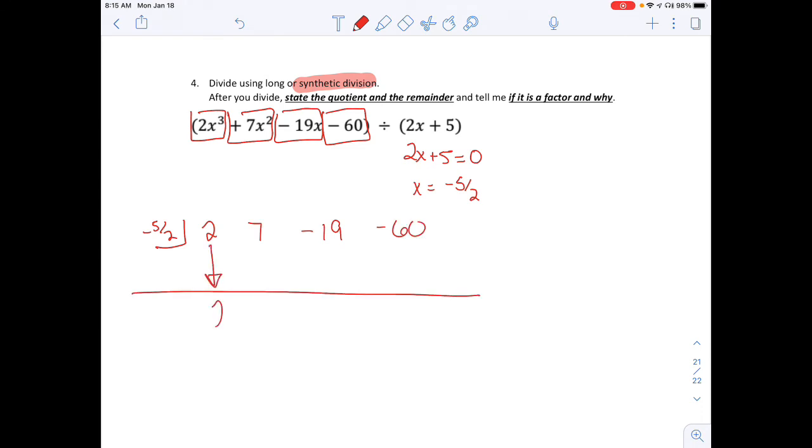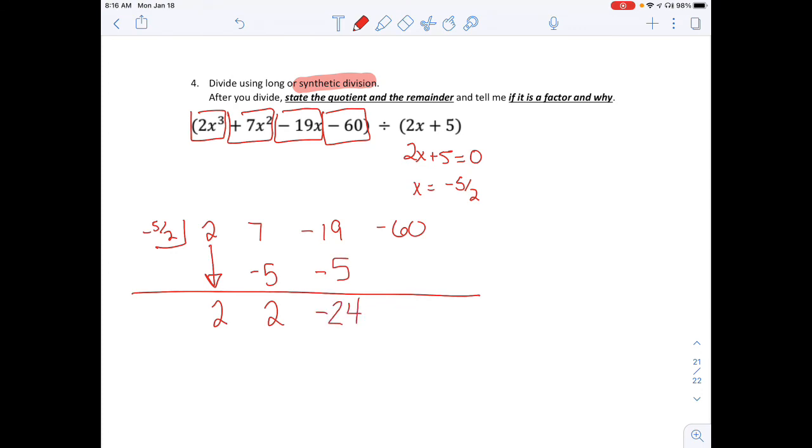As always, drop down the 2 and multiply. Negative 5 halves times 2 is negative 5. Add, oh, that's interesting. Now do negative 5 halves times 2 again, negative 5. Oh no, my pen officially died. Let's see if I can get it again. Nope. Negative 5. That makes negative 24.